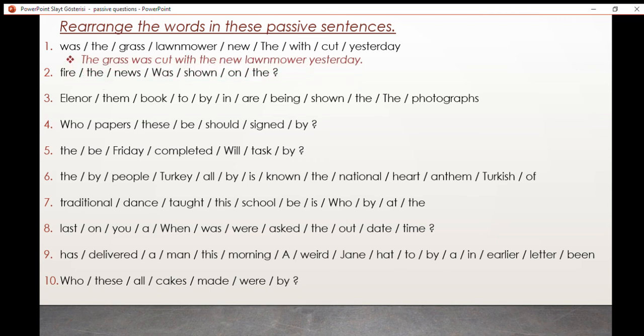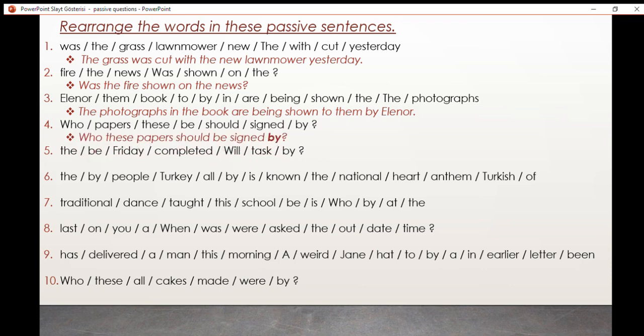The grass was cut with the new lawn mower yesterday. Was the fire shown on the news? The photographs in the book are being shown to them by Eleanor. Who should these papers be signed by? Who by? Will the task be completed by Friday?